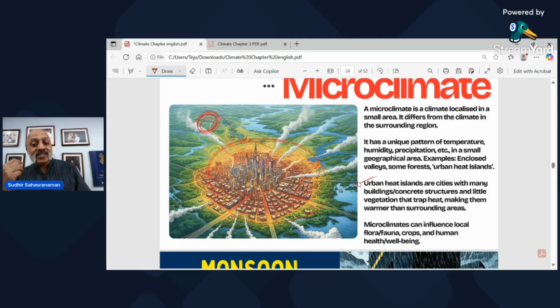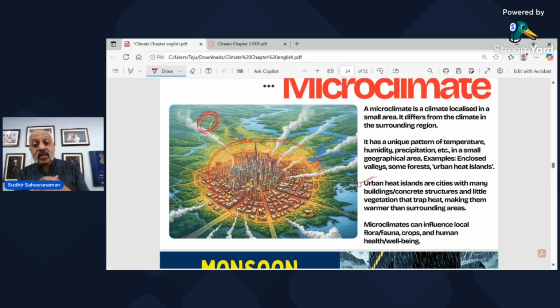Urban heat islands are cities with many buildings and concrete structures like what we are seeing out here, and there is little vegetation, little greenery, so they end up trapping heat. The inside is very hot, so you need to use air conditioners all the time, and therefore they are warmer compared to the surrounding areas.